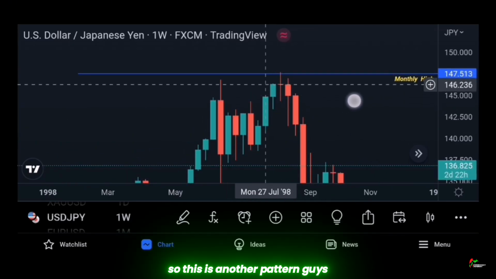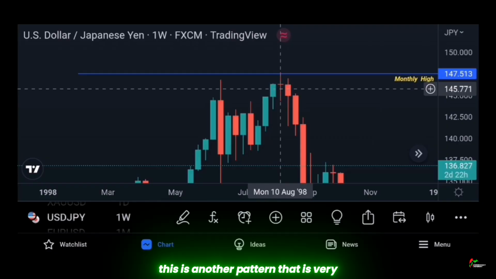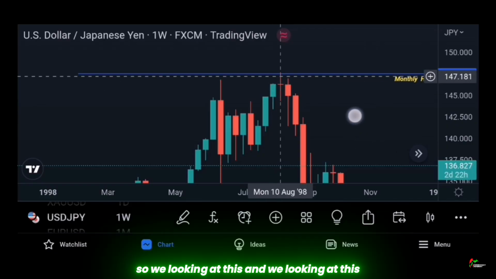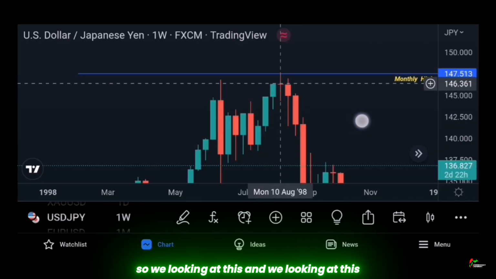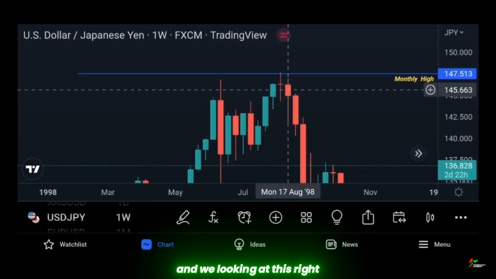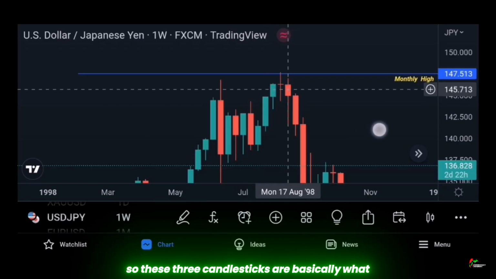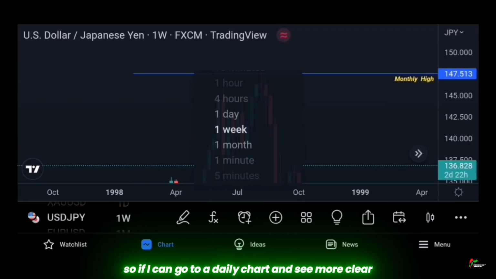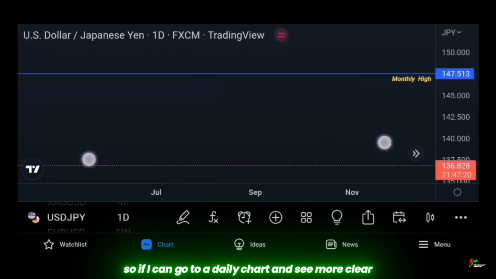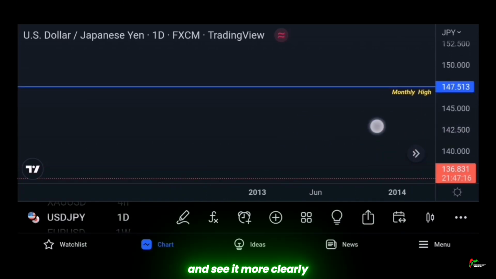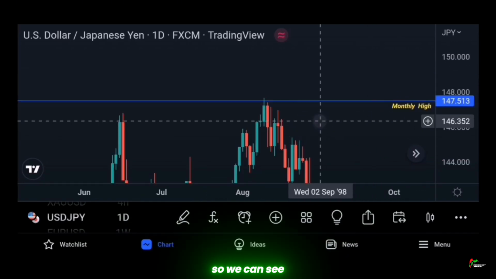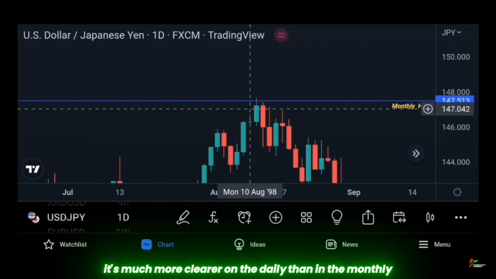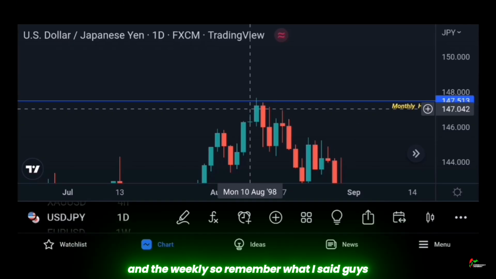This is another pattern, guys, that is very high in probabilistic edge. We're looking at this, and this, and this. These three candlesticks are basically a reversal. If I go to a daily chart, I can see it more clearly, the exact same thing we were talking about here. In this case, it's much clearer on the daily than on the monthly and the weekly.